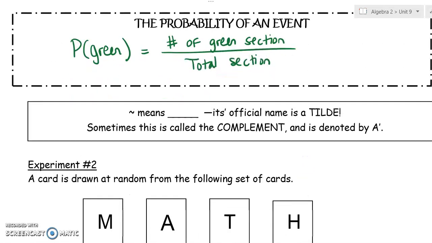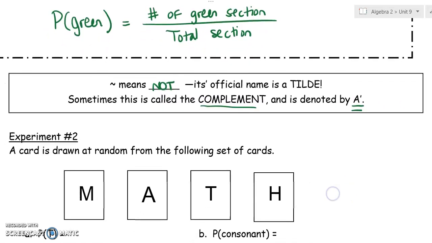This little tilde, a squiggly line, means not. So if you ever see that, it's my way of saying not that. This is sometimes called a complement and is denoted by a not. So if I'm saying, what's the chance of you landing on the moon, and it's 2%, then what's the chance that you won't land on the moon? Well, it's the remaining of the 100, which is 98%. So it's the not, okay?